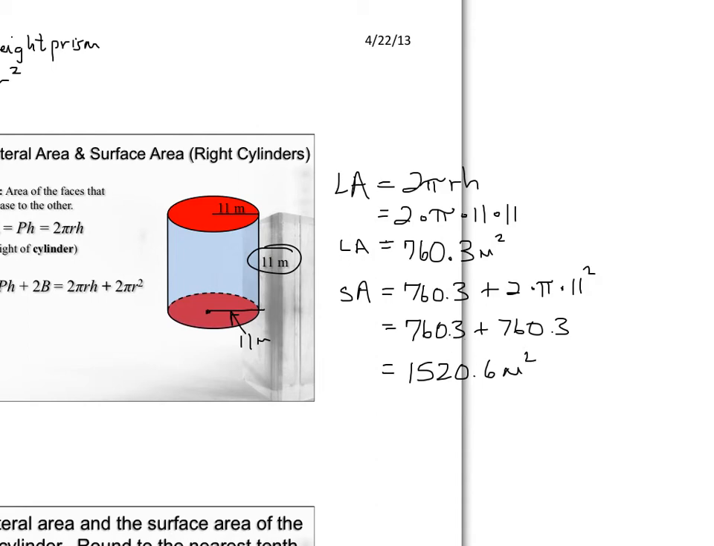Now, will it always work out that the lateral area and surface area are the same? No. That will not always work out that way. In this problem, it happens to do that. And you'll notice your numbers with cylinders are going to be a lot larger. You're going to see pretty large numbers. So that is normal. That's not abnormal.